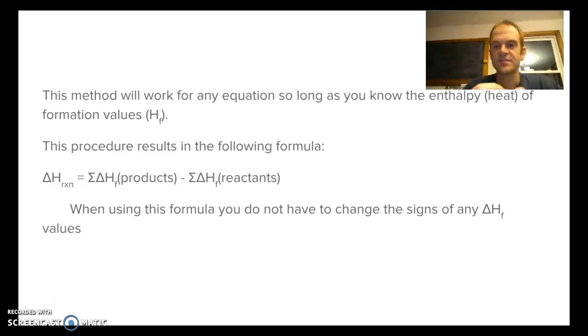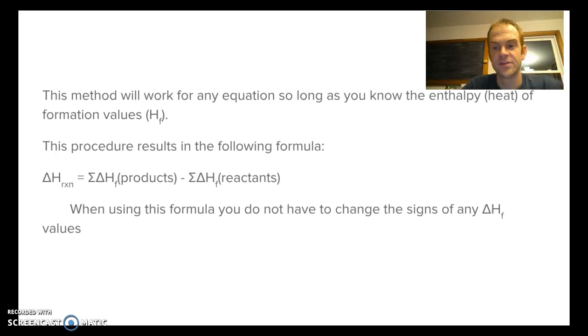Basically, this process simplifies into a reaction such as this, where if I want to know the change in enthalpy for a reaction, I take the total of the formation values for all the products, and then I subtract the heat of formation values for all of the reactants. When I do it this way, I don't have to keep track of whether or not I need to flip signs. I can just look at the values from a table and plug them in. I add up all of the products together, and then I subtract the sum of all of the reactants.